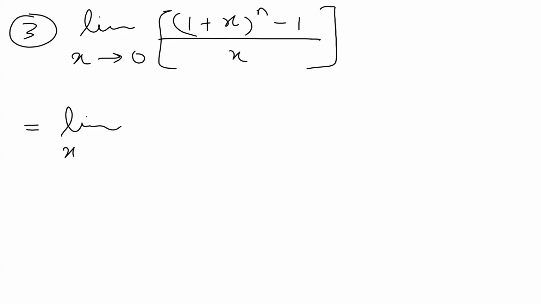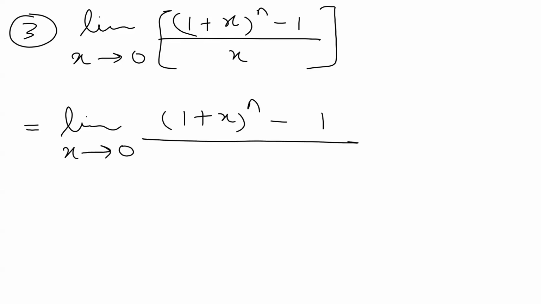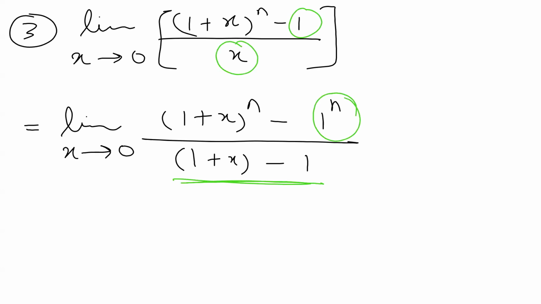Limit x approaching 0. Now first manipulation. This x I'm just writing as 1 plus x minus 1. And this one I'm writing as 1 raised to n. So two things I have done. Be attentive. This one I'm writing as 1 raised to n, and this I'm writing as 1 plus x minus 1. 1 raised to n is 1, and 1 plus x minus 1: 1, 1, we are left with x. So I've given you the reason why we can write it.